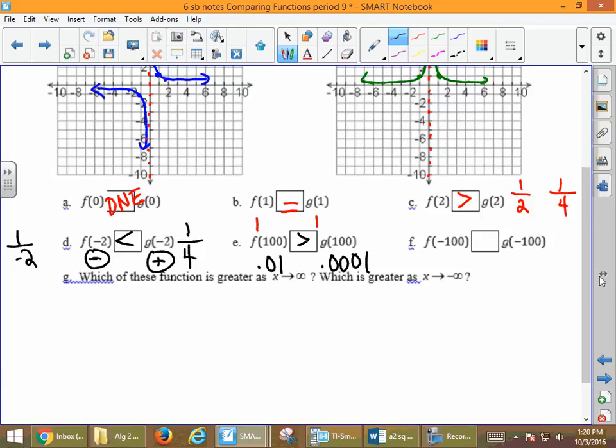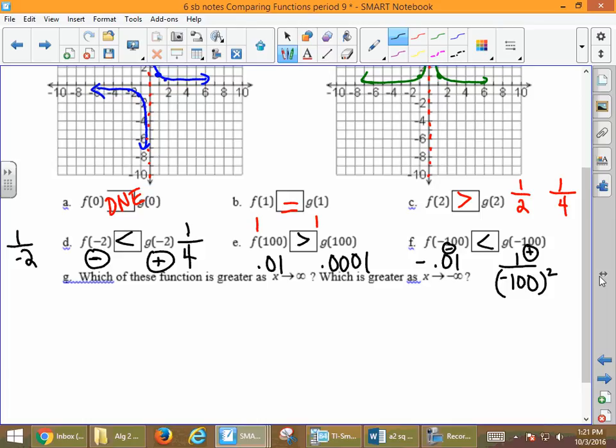And then finally, when we do negative 100, remember this is just going to be negative 0.01. But when we square, even if we don't know what that value is, negative 100 squared, negative times negative is positive. So over here we have a negative value for f of negative 100, but we have a positive value for g of negative 100, which once again means that our f function is smaller than our g function.